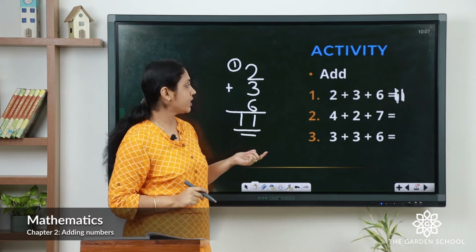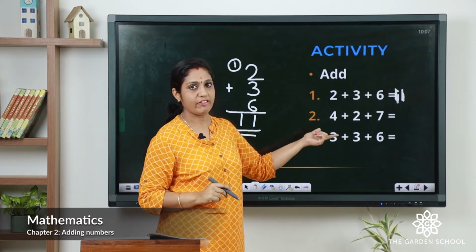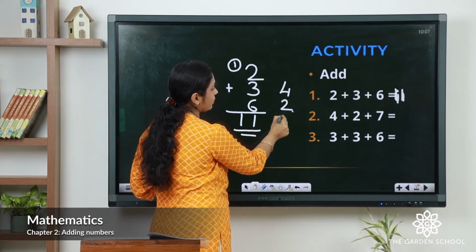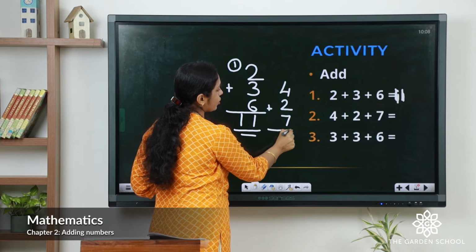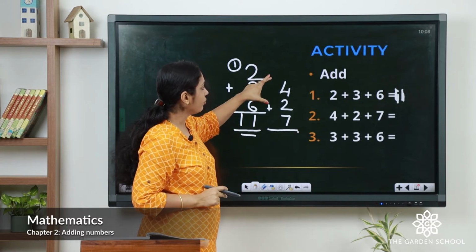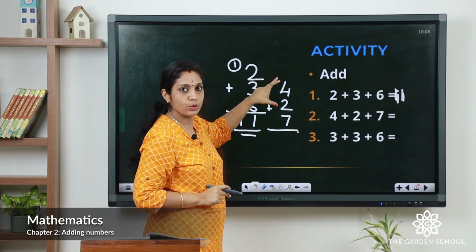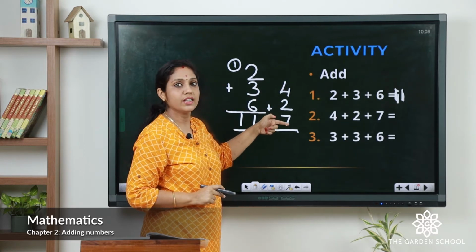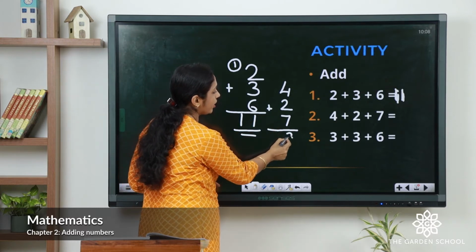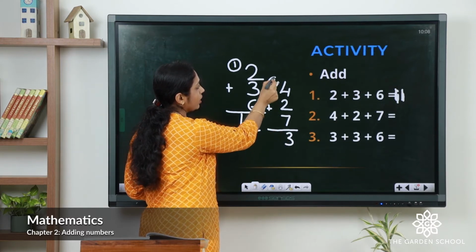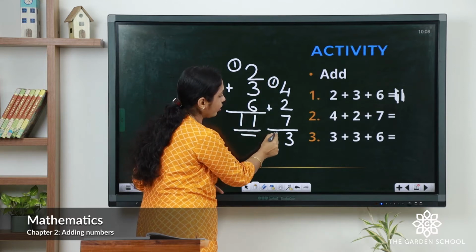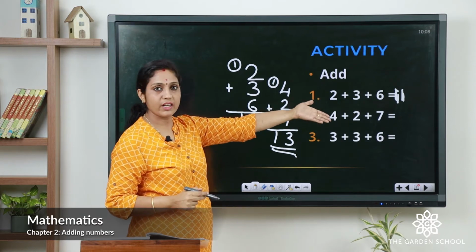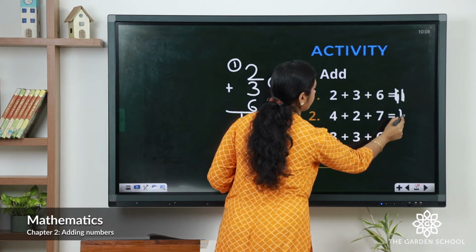Moving on to the second question, 4 plus 2 plus 7. So, we will write it 4 plus 2 plus 7. First, we will add the first 2 digits. We get 4 plus 2 is equal to 6. 6 plus 7 we get 13. So, write 3 here and 1 we are going to carry over. Then that one we are going to write down because there are no other numbers in the tens place. So, 4 plus 2 plus 7, the answer is 13.